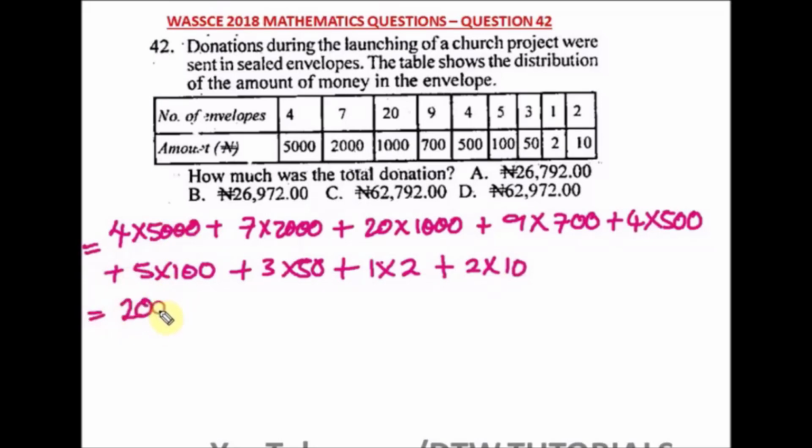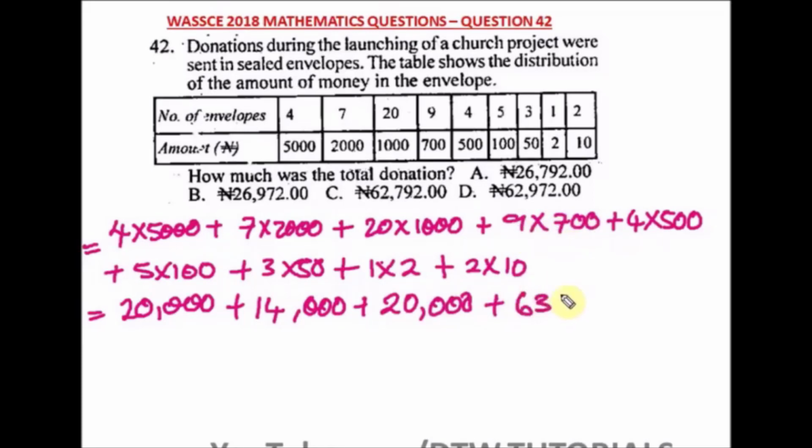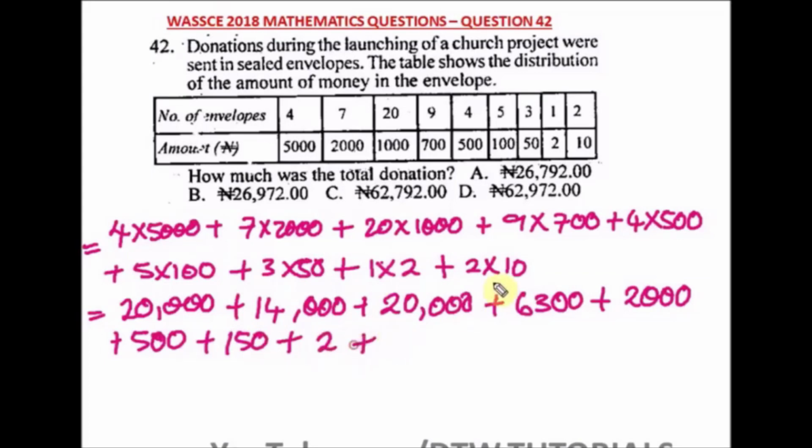All right. So from here, what is 4 times 5,000? That will give us 20,000 naira. Plus 7 times 2,000, that will give us 14,000 naira, plus 20 times 1,000, that will give us 20,000 naira, plus 9 times 700, that will give us 6,300 naira, plus 4 times 500 will give us 2,000 naira, plus 5 times 100 will give us 500 naira, plus 3 times 50 will give us 150 naira, plus 1 times 2 will give us 2 naira, plus 2 times 10 will give us 20 naira.